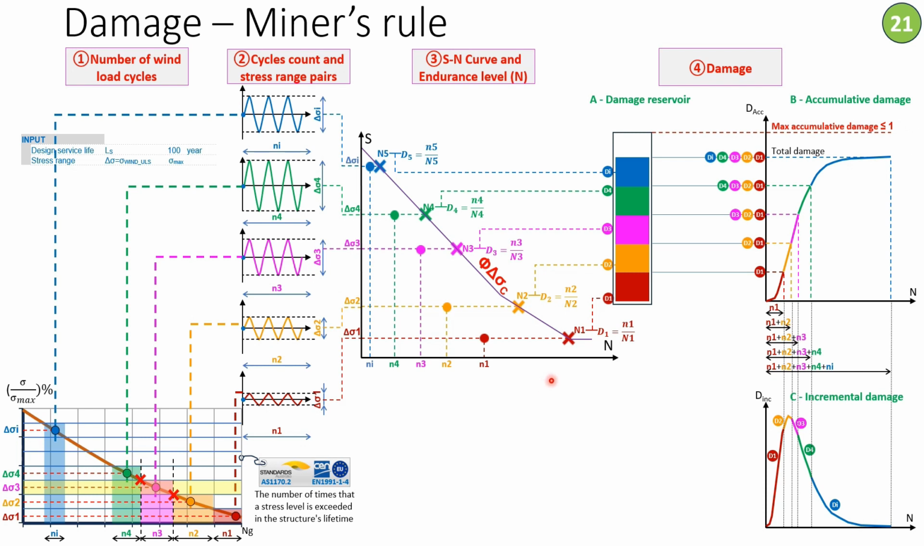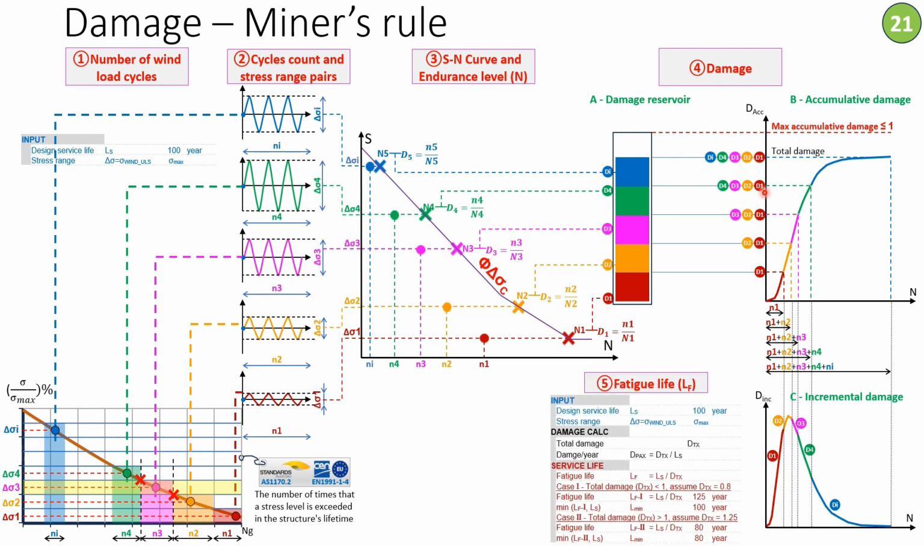Now we get what we call total damage, total accumulative damage, which should be less than or equal to 1. It shouldn't exceed 1. Okay. Now we were using this total accumulative damage. We will have a couple of new properties for the structural connection that we are designing, the fatigue life.